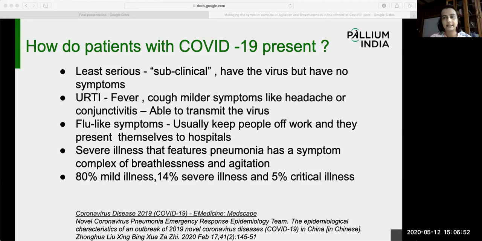According to the early published work from China, 80% of patients will have mild illness, 14% will have severe illness, and 5% will have critical illness, usually requiring ventilatory support. Once they develop critical illness, referred to as COVID-19 pneumonia, they usually have the cardinal symptoms of high breathlessness or air hunger, where they are struggling to breathe and get air, accompanied by high distress. These patients' end of life symptoms are usually high breathlessness, high distress, progressing to delirium or agitation, and high fever.